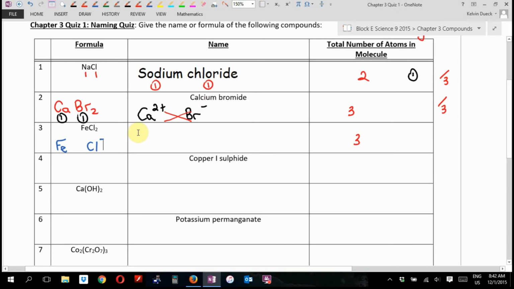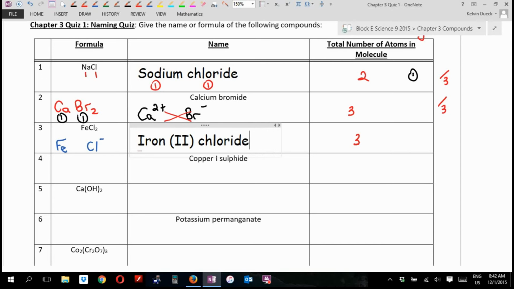So this is going to end up being iron 2, brackets are optional, but Roman numeral 2, chloride. So I'm going to give you 1 mark for the iron, and you have to have the 2. And 1 mark for the chlor and the ide rule. There's a lot to that. I said the toughest thing is going from formula to name when they're multivalent.